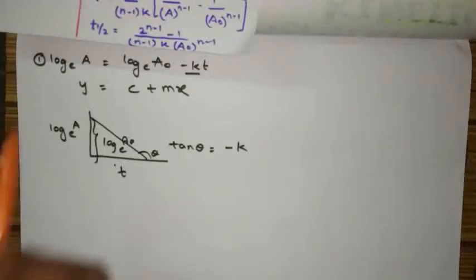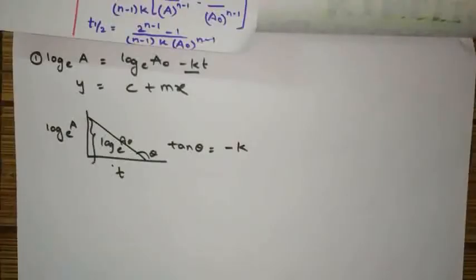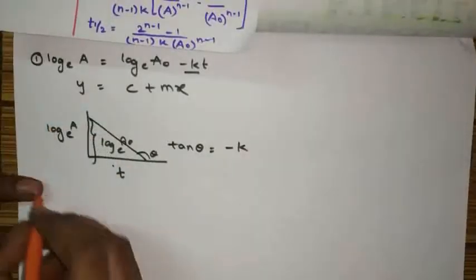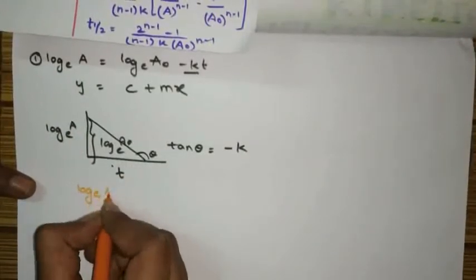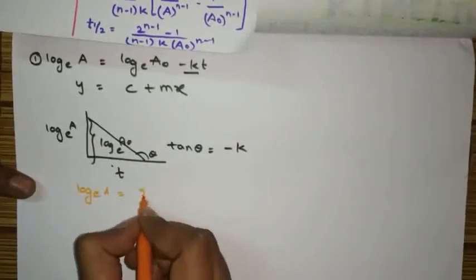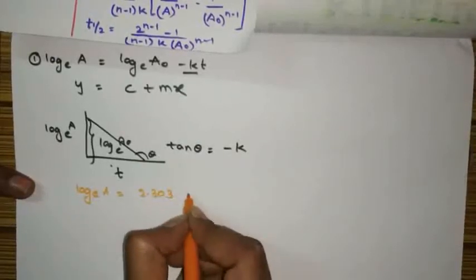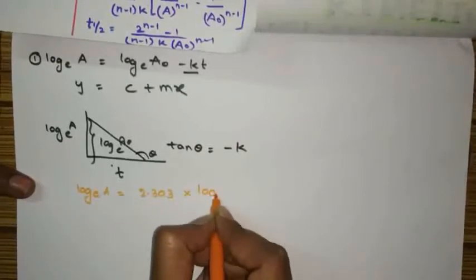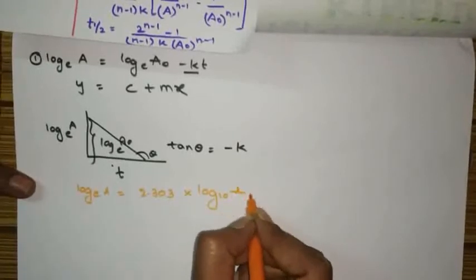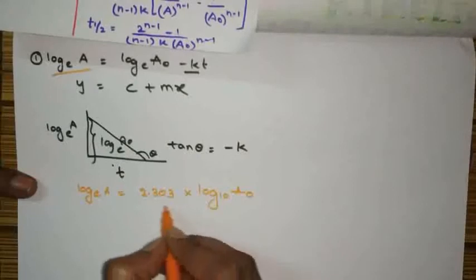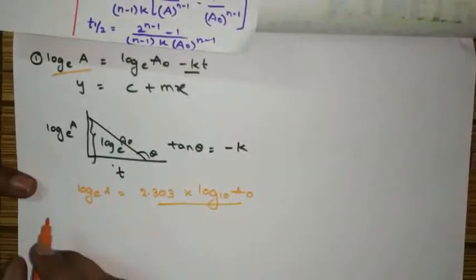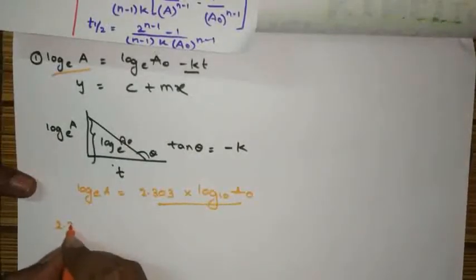Now there are many other graphs for this. You have to convert this equation into another one so that you get the graphs. Now we know that the natural log equation has a factor of 2.303. Now try to convert this into log 10 form.